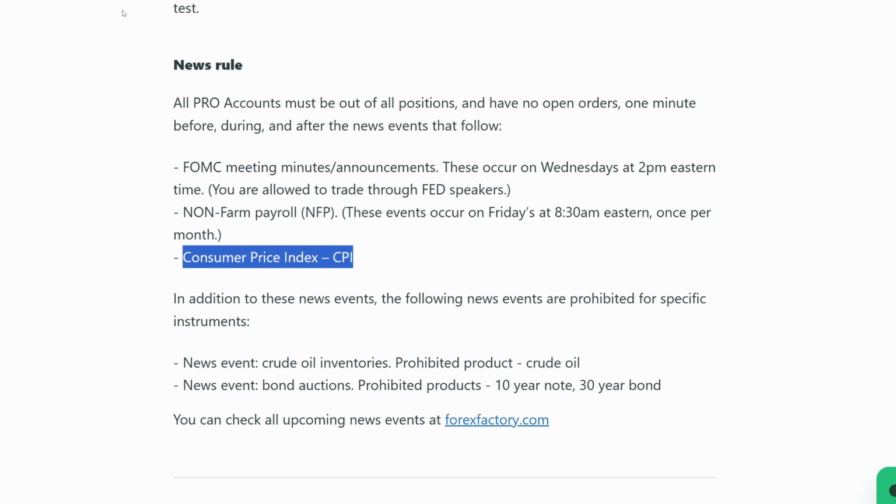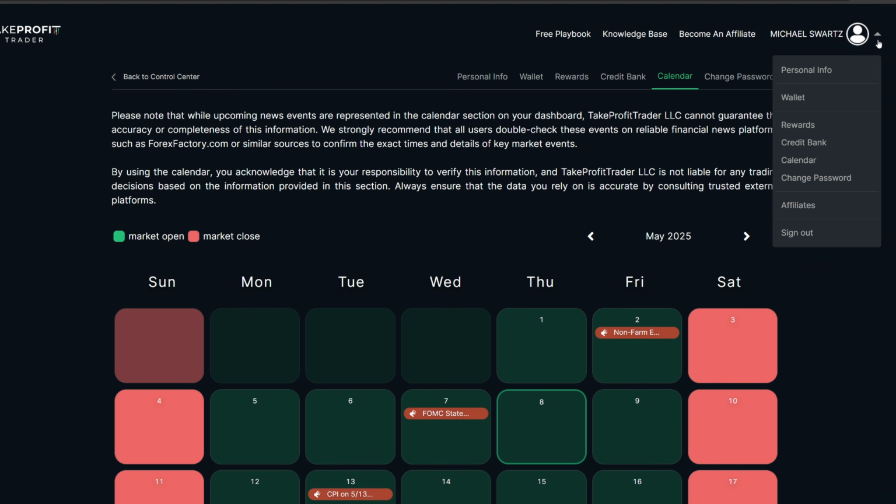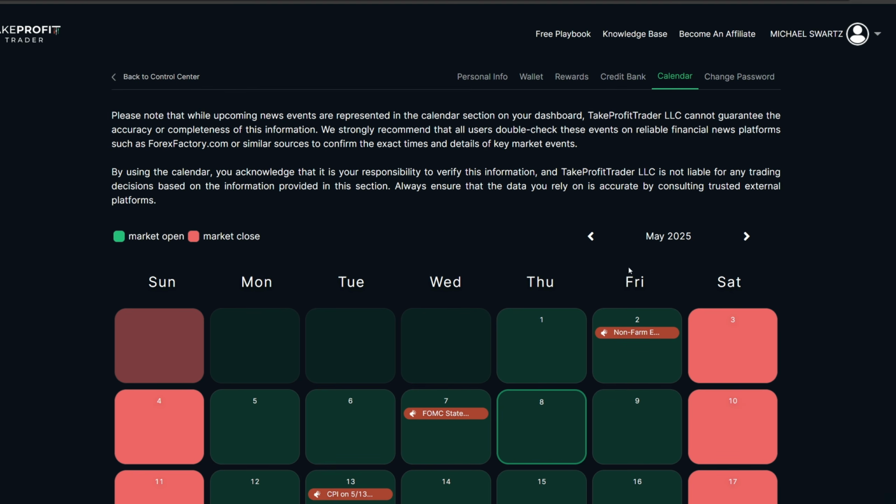However, there's another way that we can check on this as well. If you log into your dashboard, so right over here, you'll see a drop down. You just simply go right to where it says calendar, and it'll bring you to a page just like this.